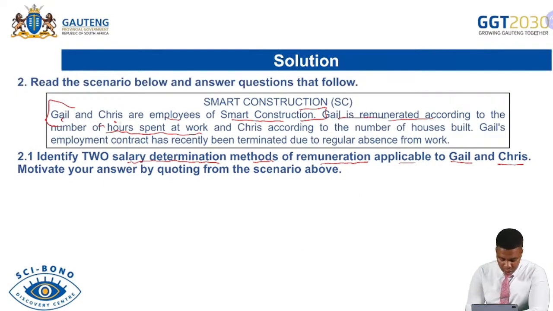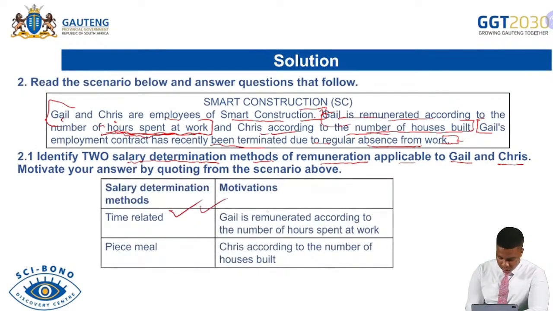So according to the scenario, Gail is being remunerated according to the number of hours spent at work, while Chris is remunerated according to the number of houses built. So that's where you get your answers. But the last sentence says Gail's employment contract has recently been terminated due to regular absence from work. So this now is just to make sure that you lose concentration if you haven't studied. But the answers are in your second sentence, which emphasizes that Gail is being paid according to the number of hours, Chris according to the number of houses. So let's see, time related, correct? Because Gail is paid according to the number of hours. Piecemeal is because Chris is paid according to the number of what?